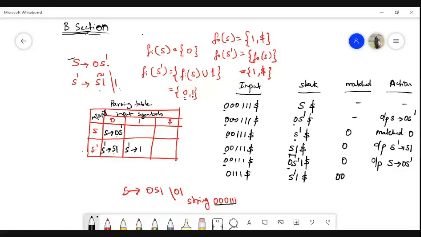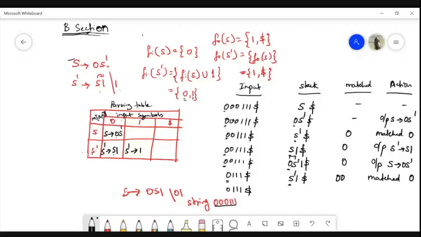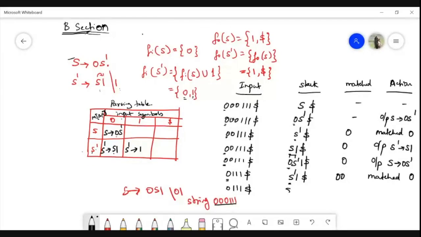You get 2 zeros here, so you have matched a 0. From S dash on 0, what do you do? S dash on 0 is S1. So S dash is replaced with S1 and the 1 as it is. You have replaced S dash with S1.